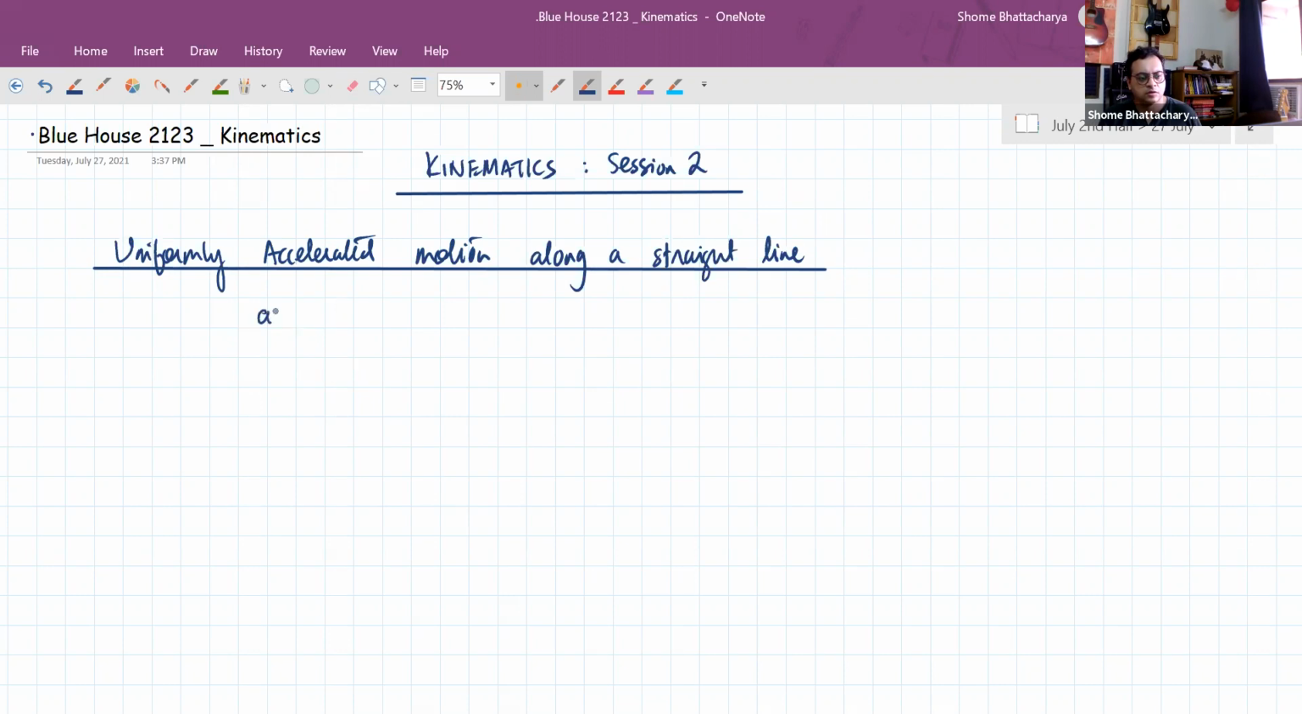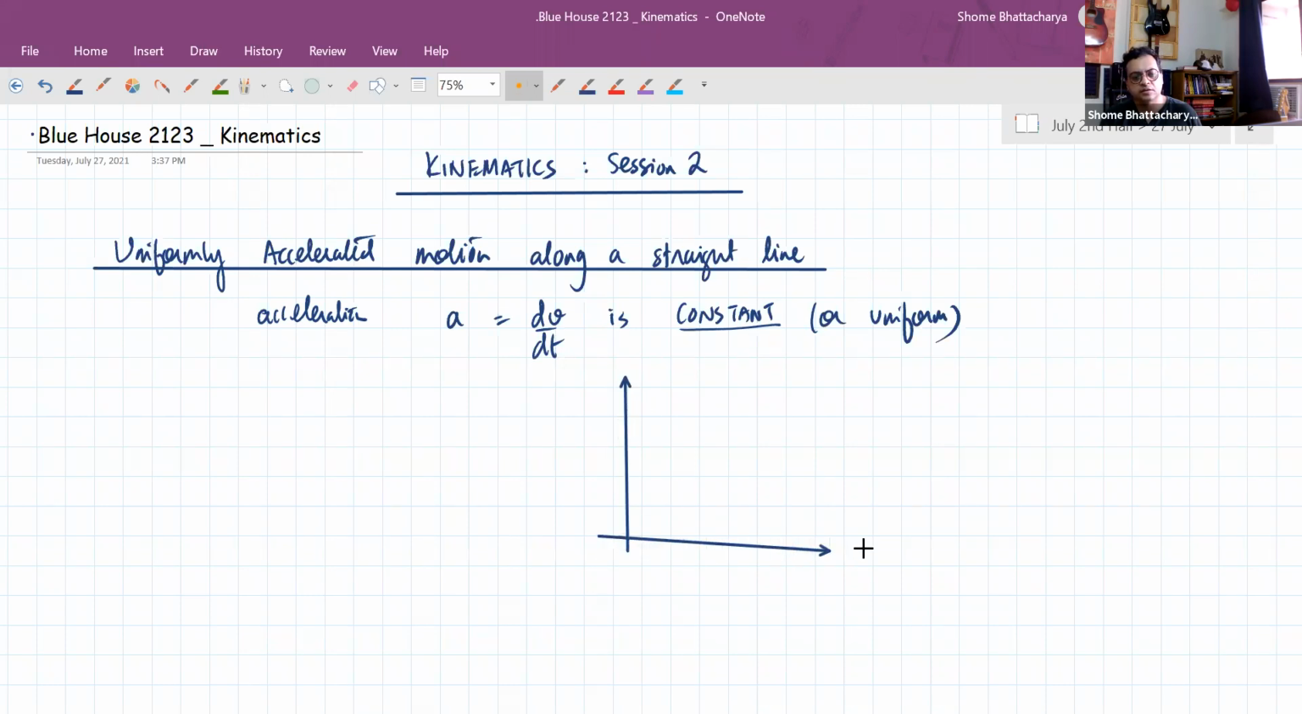So acceleration a, which is the rate of change of velocity with respect to time, is constant or uniform. If you visualize the acceleration versus time graph, that looks like a horizontal straight line. Of course, it can have either a positive or negative algebraic sign. In this case, I'll assume it's with a positive sign.